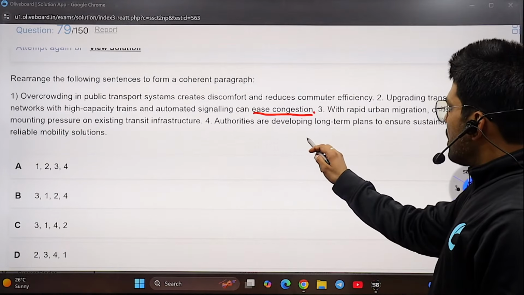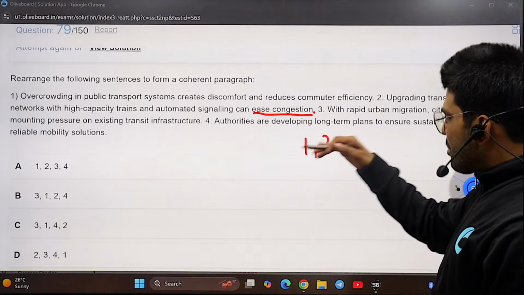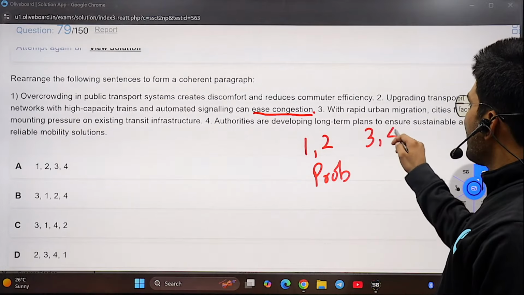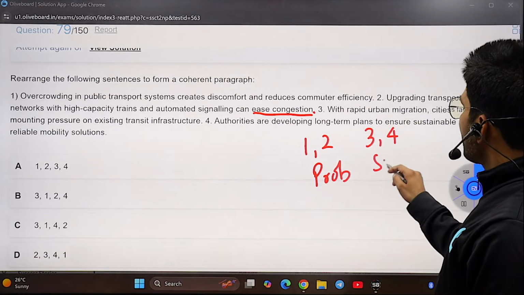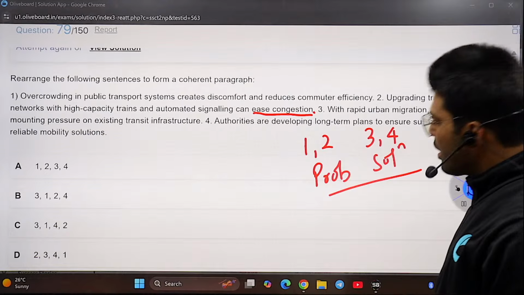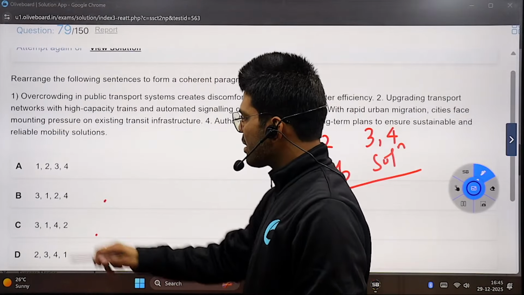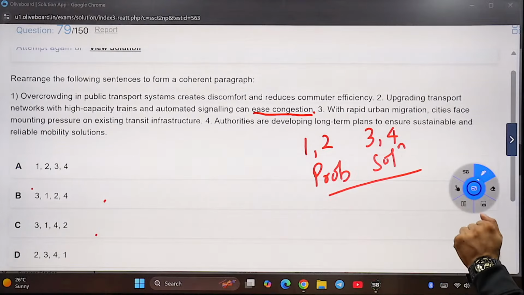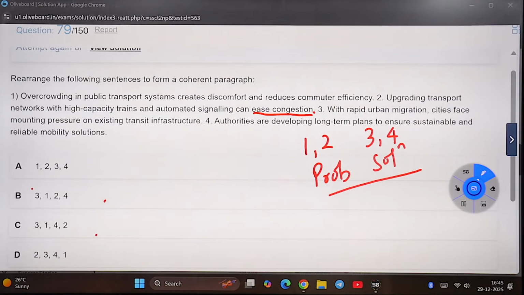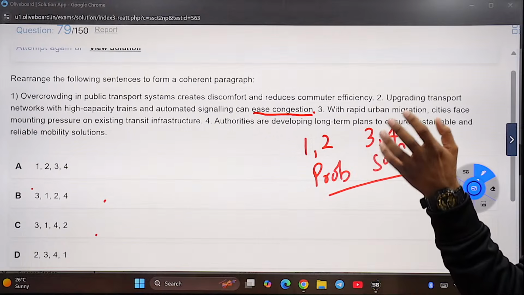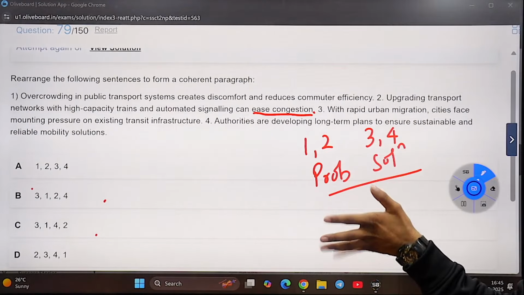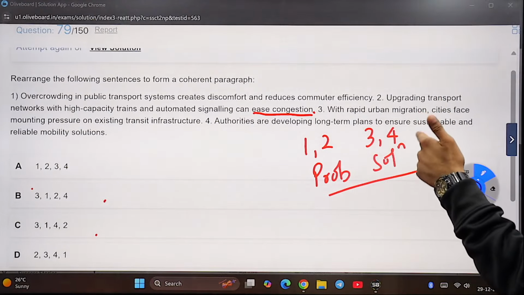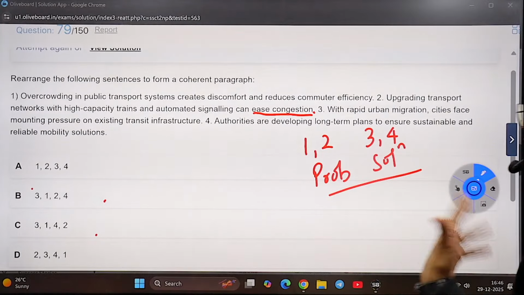Okay, two statements, I'm not numbering them straight, are defining the problem, while two, any of those or these, are defining the solution. Let's make a better choice. Yes, you are correct. Either you say this or this. Third is the first one, which sets the tone for the first one. With the rapid urban migration, cities face mounting pressure on existing transit infra. Okay, with rapid migration, cities face, because urban migration, mounting pressure on existing transit infra.